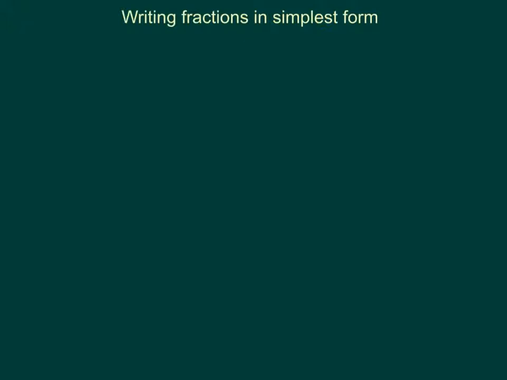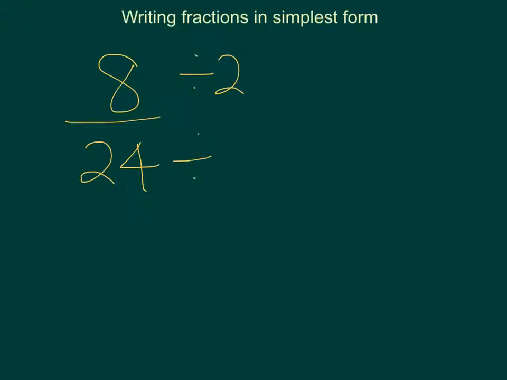So we're going to take a look at writing fractions in simplest form. If we have an example of 8/24, we first want to determine a factor that they both have in common. They both have in common a 2. So we're going to divide both the top and the bottom by 2. That gets us 4/12. This is not the simplest form because they also have another number in common.